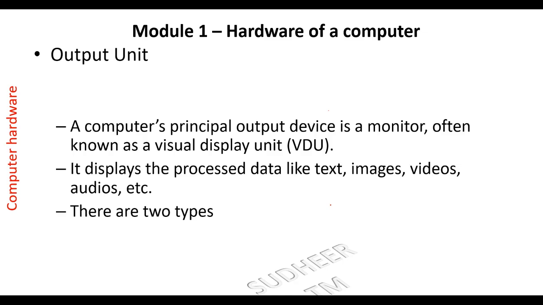A computer's principal output device is the monitor. Examples: the most important output device for every computer is our monitor, often known as the visual display unit. It displays the processed data like text, image, video, audio, etc. There are two types of monitor.